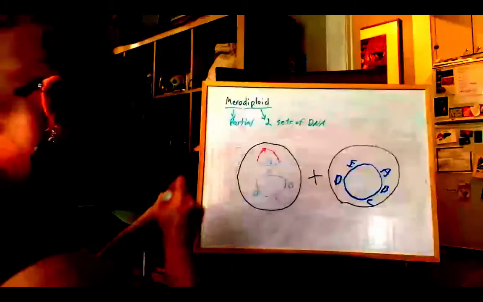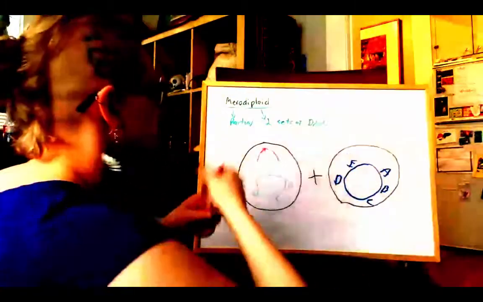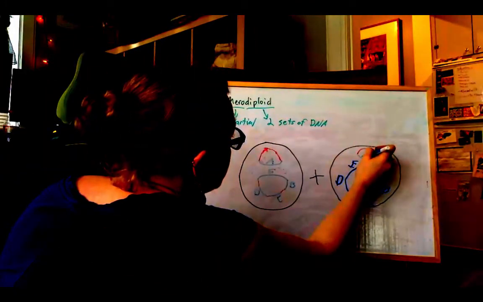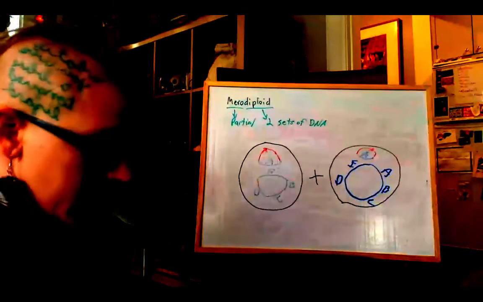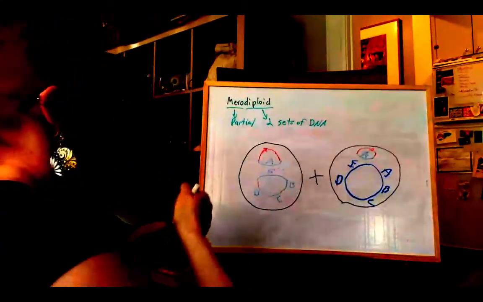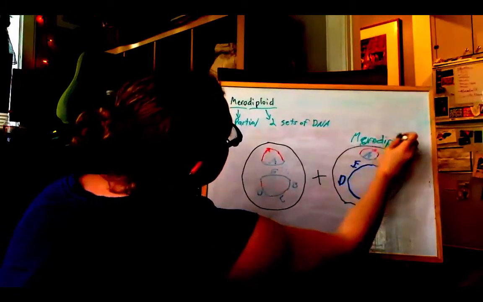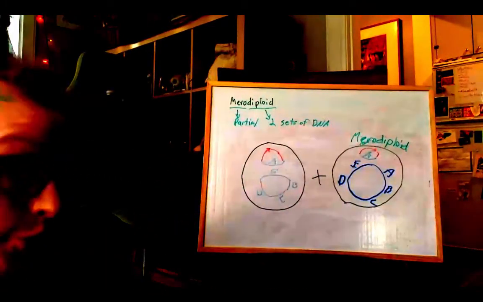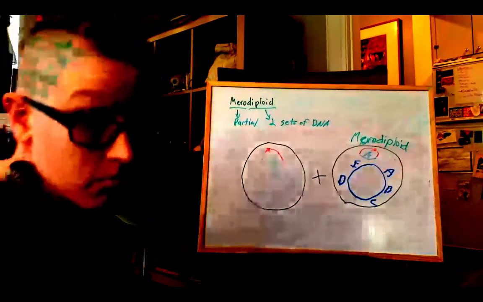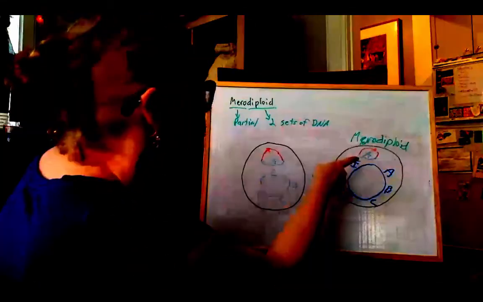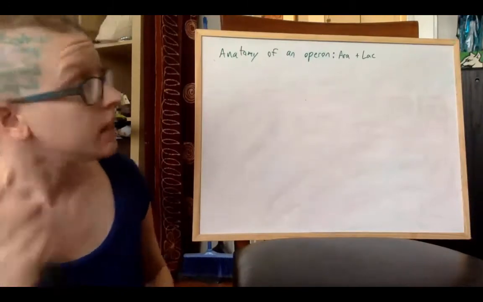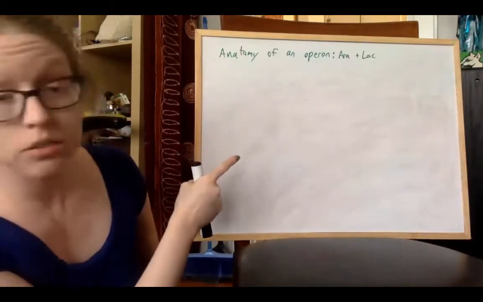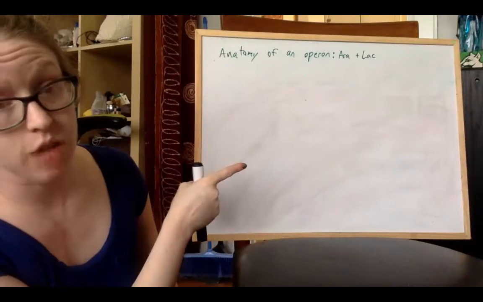And if we mate these together, then we're going to get a merodiploid. This cell is a merodiploid, meaning that it has 2 of some of its genes, which is weird for a bacteria. Merodiploid. So, anatomy of an operon. This applies to both the arabinose and lactose operon.